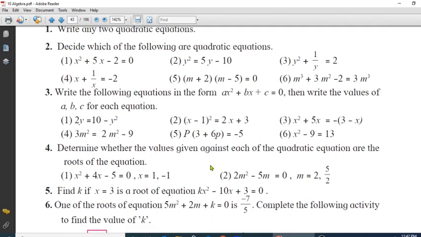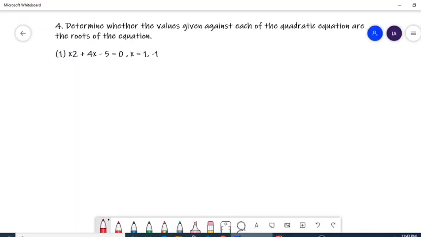Determine whether the values given against each of the quadratic equations are roots of the equation. So this is our first question, where x square plus 4x minus 5 is 0. And we have two values of x, one is 1, the other one is minus 1. So we need to verify which of them is a root of the given equation and which of them is not a root of the given equation. So I'll take this question on my sheet.